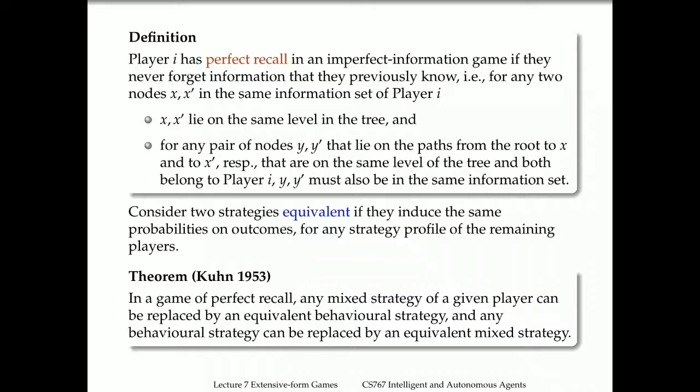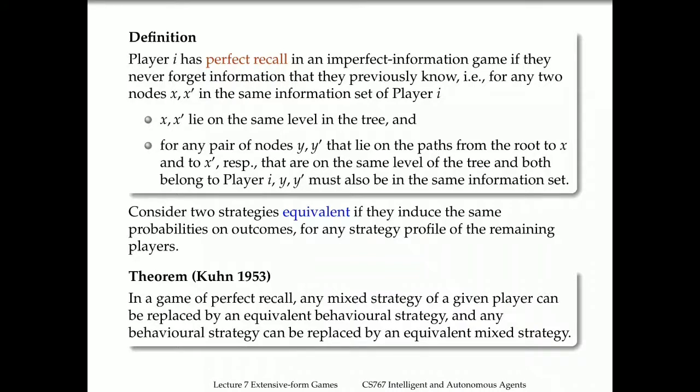So imagine a picture where we have the root going to x, right? Because it's a tree, there's a unique path, and suppose y is in this path, and then from the root to x prime, there's another path, and then y prime is on that path. For any such nodes y and y prime that are on the same level of the tree, and suppose these two nodes both belong to player I, the same player as the holder of x and x prime, then y and y prime must also be in the same information set, right? So intuitively, this just says that player I will never forget the decision that it has made, right?